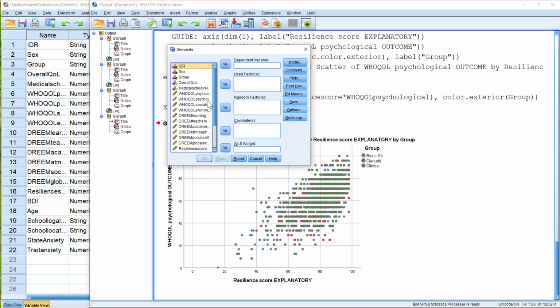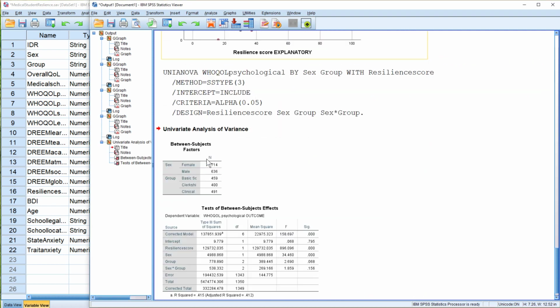Our dependent variable is our psychological quality of life. Our main explanatory variable was our resilience score, and that's continuous, so that goes in the covariate box. Gender and group are both categorical, and so they go in the fixed factors box. We're not covering random factors in this course, so you can just leave that blank. Now let's not do anything else with this just yet. Let's just press OK and have a look at the output that we get.